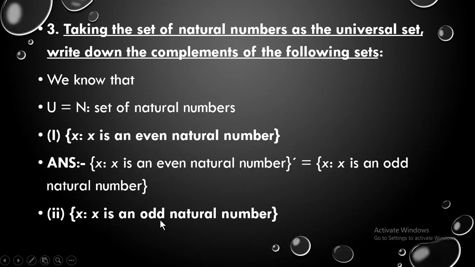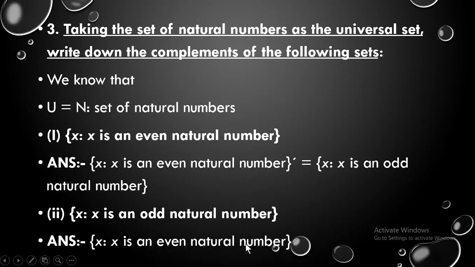Then they have given you odd natural numbers, so the opposite will be even natural numbers. That is, when you subtract odd natural numbers from the natural numbers, the final answer will be even natural numbers. So here basically your universal set is the set of all natural numbers, that is even and odd. And when you need to find the complement of the required set, you just have to do universal set minus the given set, so that you get the complement of that set.